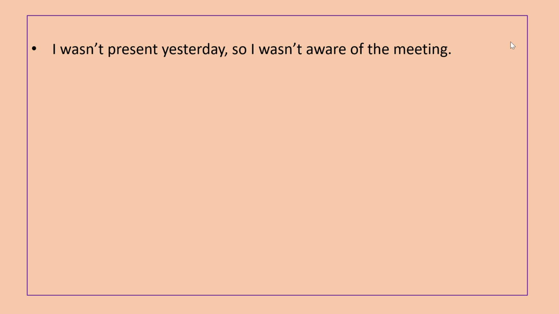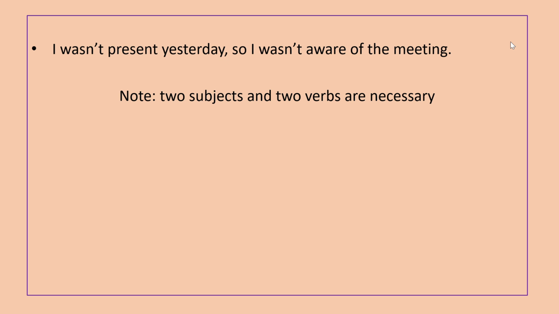I wasn't present yesterday, so I wasn't aware of the meeting. Here we have used a coordinating conjunction, so. One thing you should keep in mind is that whenever you are using a coordinating conjunction to separate two independent clauses, there should be a comma before it, just like there is a comma before so. Another thing you must notice is that whenever you make a compound sentence, make sure it has two subjects and two verbs. Just like the above sentence, it has two subjects: I in I wasn't present yesterday, and in so I wasn't aware of the meeting.